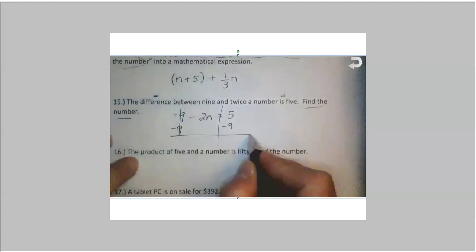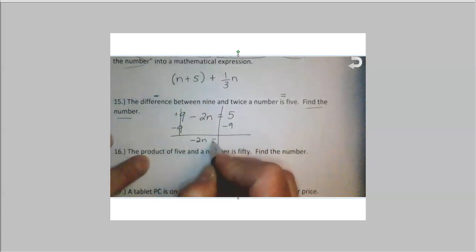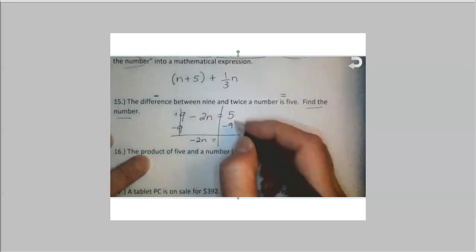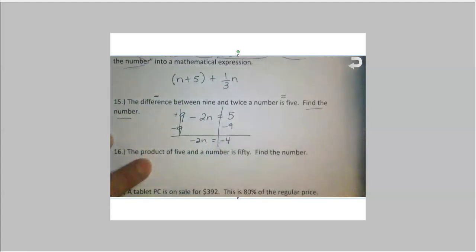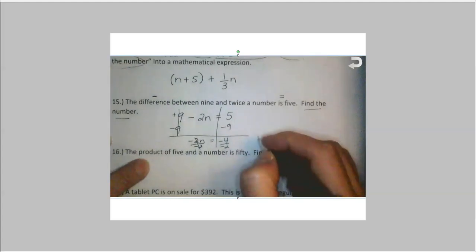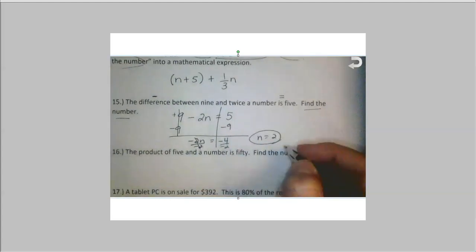So that gives me negative 2n, don't lose that minus sign, equals negative 4. And if I divide by negative 2, I get n equal to positive 2. Now what's important about this kind of problem is if you set it up incorrectly, you'll get an answer, okay, but it won't be the right answer. You've got to set the problem up correctly in order to get the right answer for that problem.